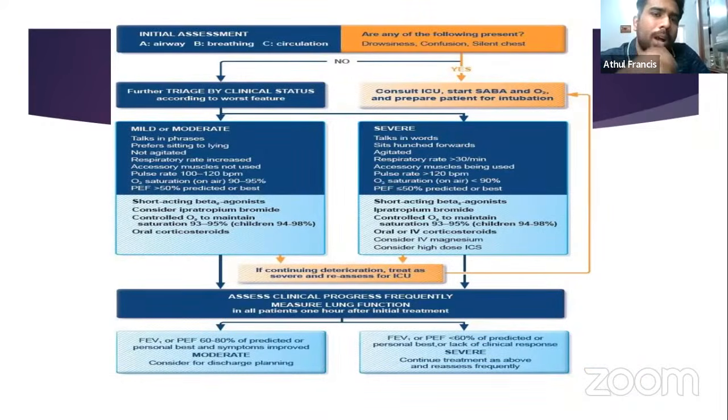So now this is for the severe assessment, the severe patient. Initially you have to see whether, in airway, breathing, and circulation, any of the following symptoms are there: whether he has drowsiness, whether he has confusion, or whether he has a silent chest. If any of these are there, consult ICU, start SABA, O2 support, and prepare the patient for intubation.